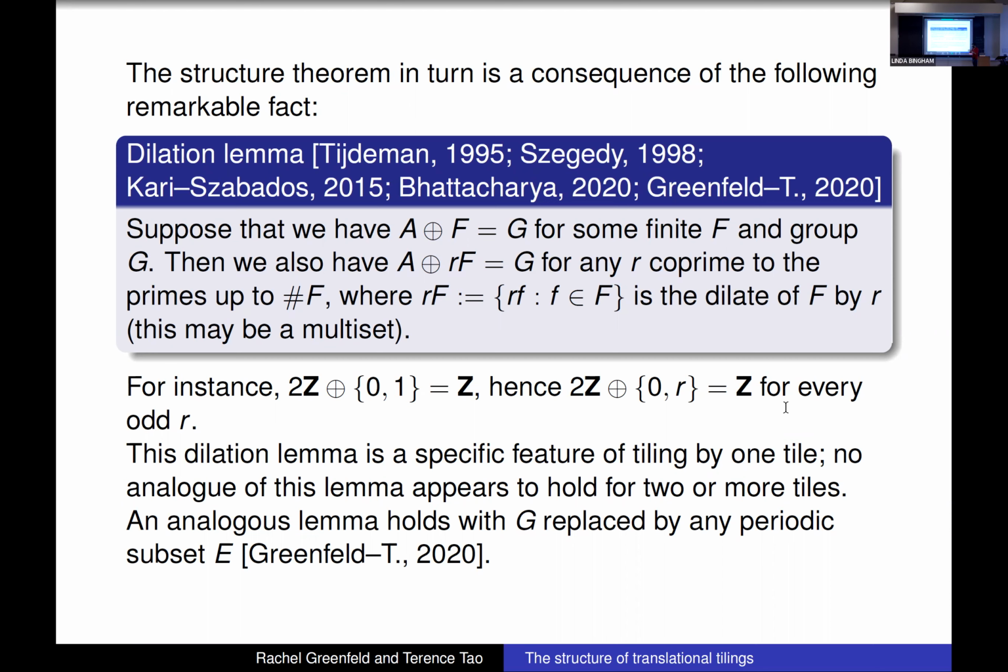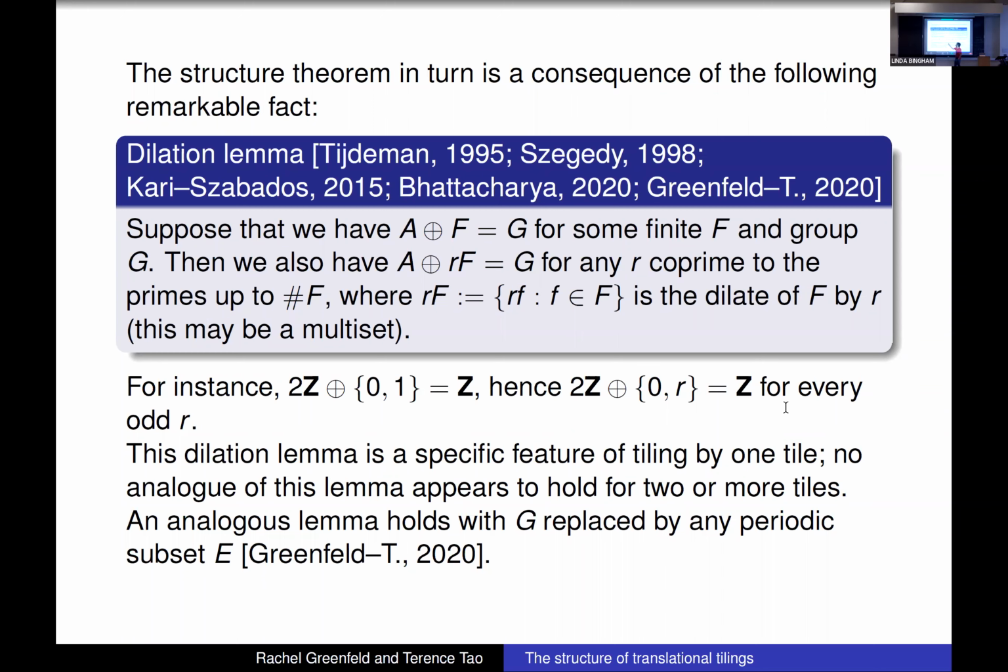And if F is a tile, any dilate of that F is also a tile, but you keep A the same. So you don't dilate A, you only dilate F. And so there's a weird symmetry which is not obvious. And there's one caveat. You can't dilate arbitrarily. The R that you dilate to has to be co-prime to all the primes up to the size of F. So I'll give you a specific example.